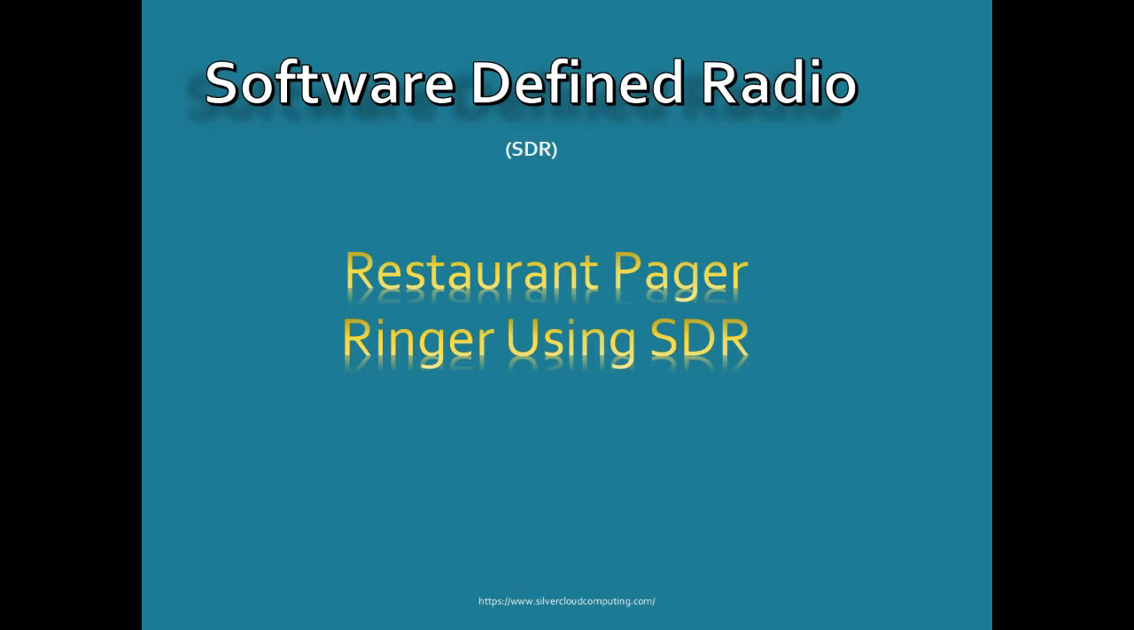I don't know if you're familiar with restaurant pagers, but basically, if you go to a restaurant and there's a wait, the waitress will give you a pager so that once your table's ready, the pager will ring and indicate that your table's ready, and you bring the pager back, and then you go ahead and get seated. So that's how this works, and I'm going to show you how you can use SDR to actually generate a signal to make the pager go off, basically.